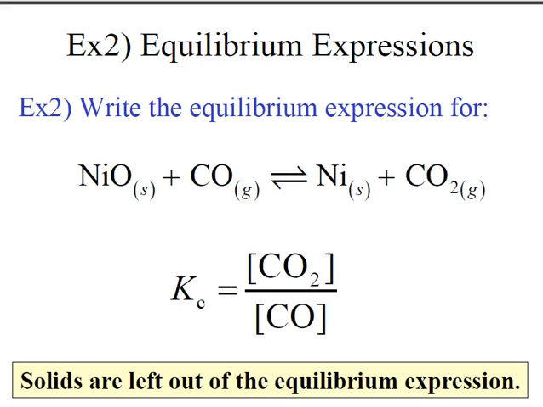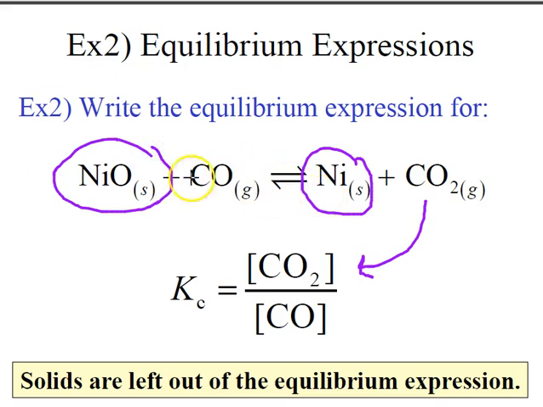Alright, here's another example where they ask us to write the equilibrium expression, and they give us the answer actually. They want to teach us something here. So we have products, but notice they didn't include nickel. So they just have the carbon dioxide. And then on the reactant side, they don't include the nickel oxide. So the nickel and the nickel oxide are correctly left out of the equilibrium expression. And what do those two things have in common? They're both solids. So solids, it's a rule to remember, are left out of the equilibrium expression.